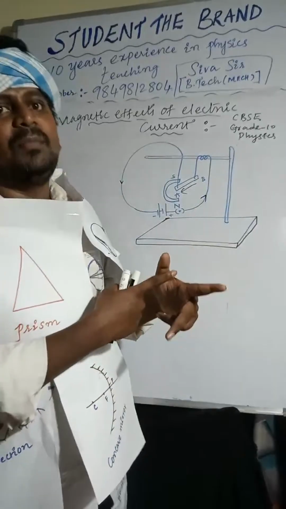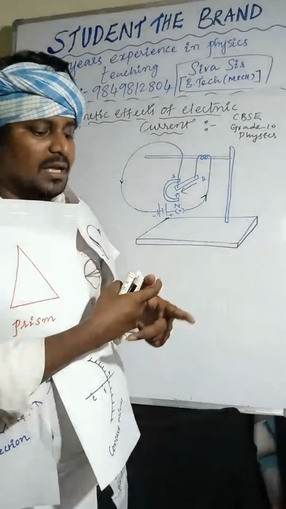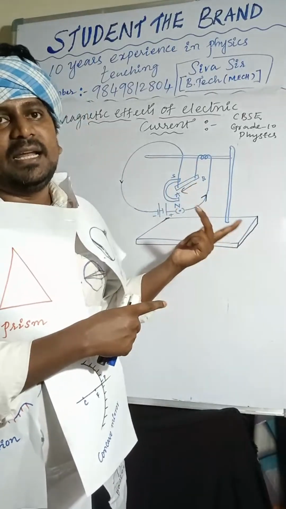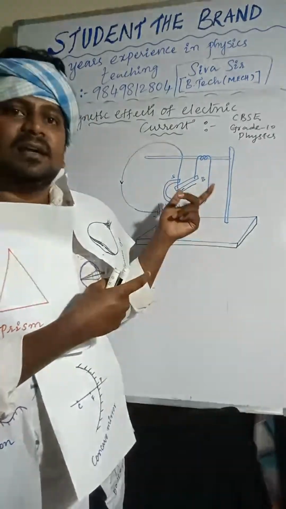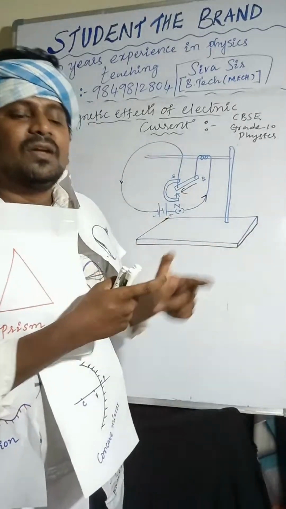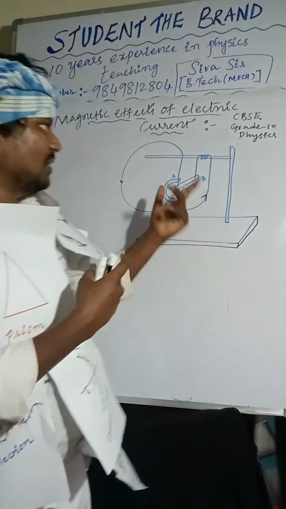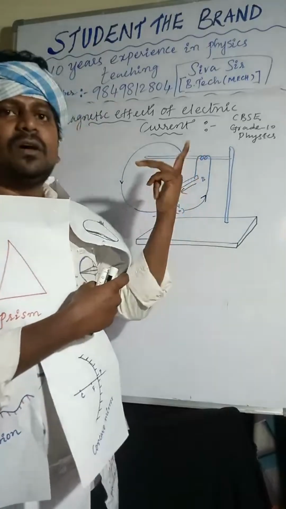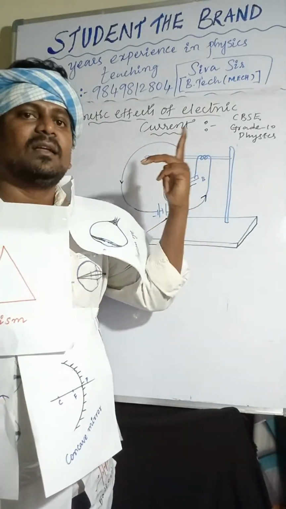So by using Fleming's left hand rule, we can identify it. The index finger shows the magnetic field, the middle finger shows the current direction, and the thumb shows the force acting on the conductor. So now you see the direction of magnetic field and current direction. The force acting on the conductor is into the board.